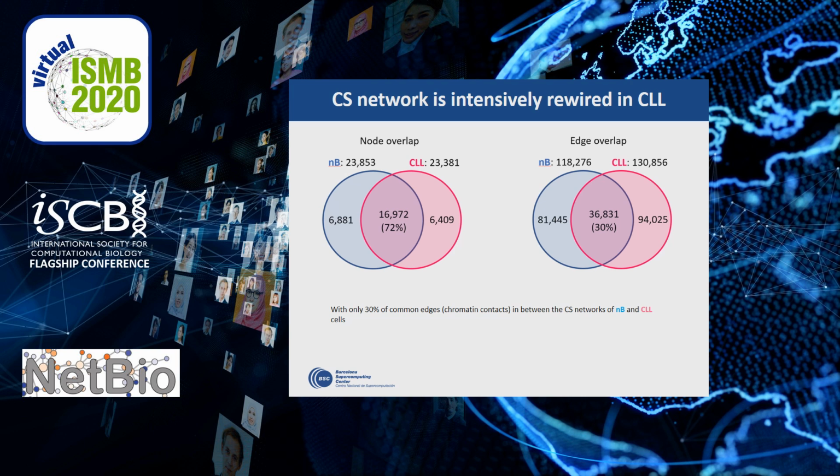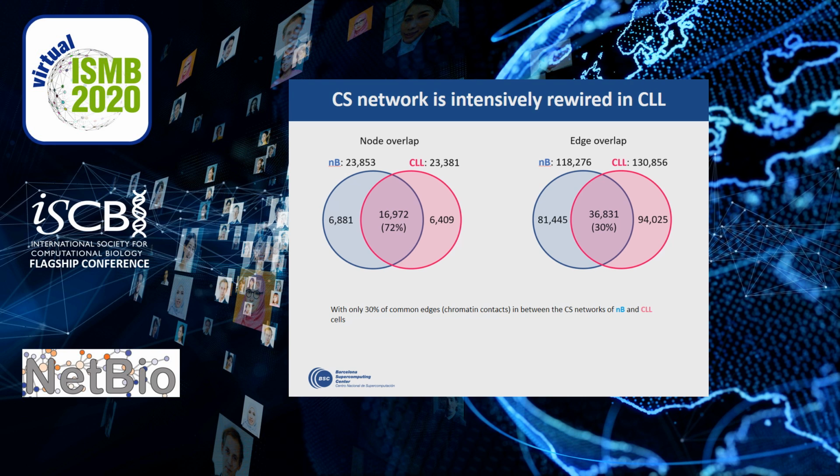So the second question that we ask is, what can happen to the chromatin structure network of leukemia cells so that it appears as an outlier from all the other blood cell types? The first thing that we did was to compare the overlaps in terms of nodes and edges between the CS network of naive B cells in blue and of leukemia cells in red.